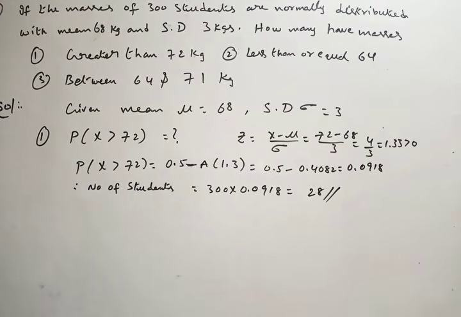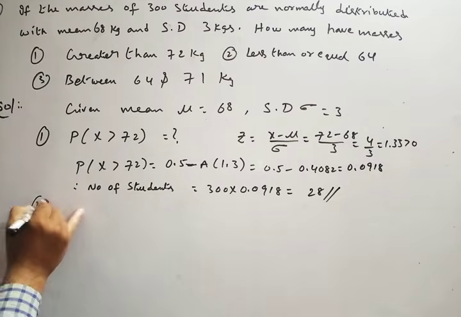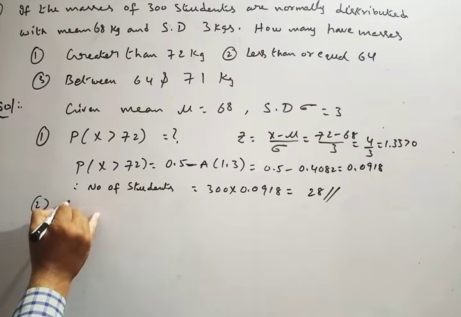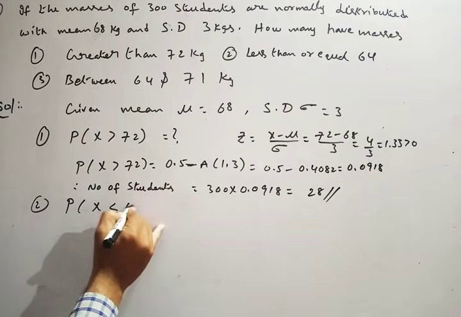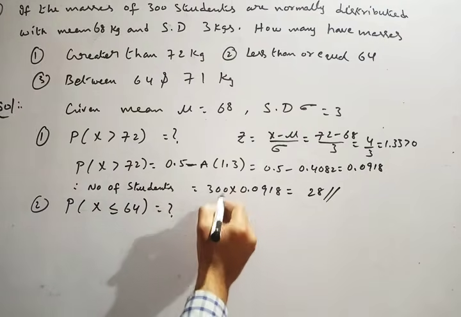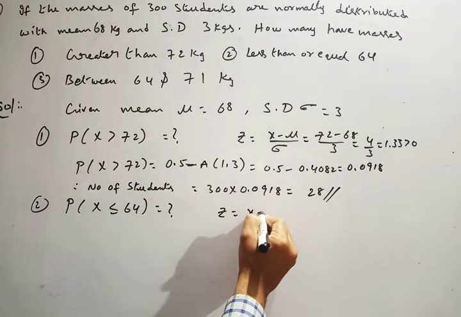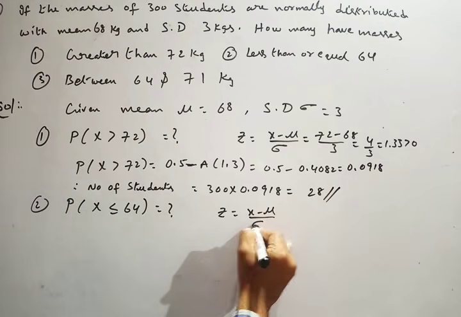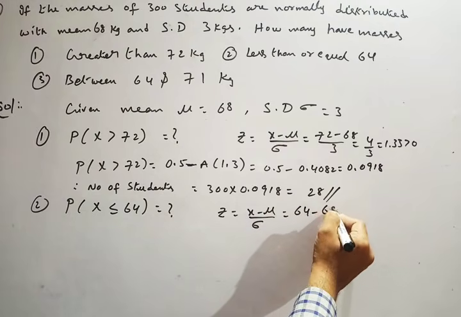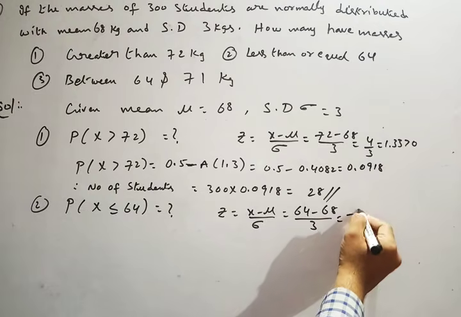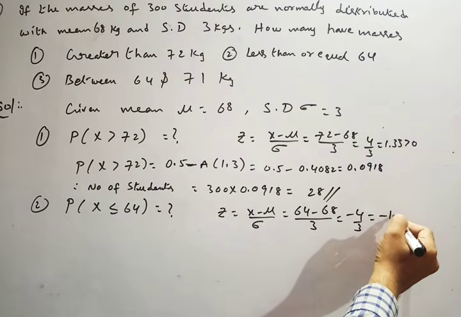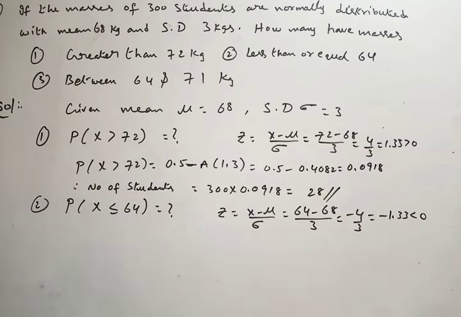Correct. What is the next bit? Second bit, less than or equal to 64. This one you need to calculate. So what is Z here? Z is equal to X minus mu by sigma. X is what? 64 minus mu 68 by 3, minus 4 by 3 means minus 1.33, which is less than 0.